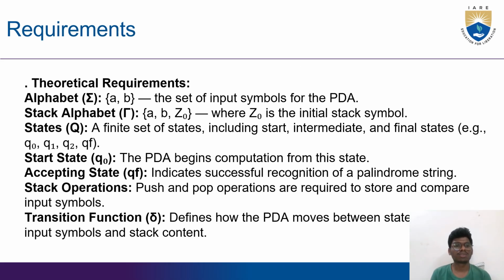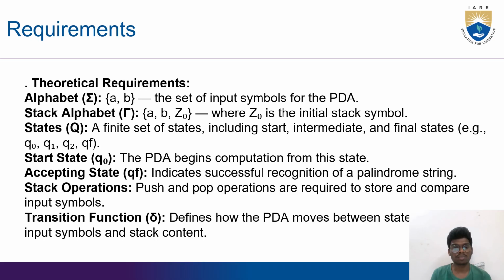Theoretical requirements. Alphabet: A, B, the set of input symbols for the PDA. Stack alphabet: A, B, Z0, where Z0 is the initial stack symbol. States: a finite set of states including start, intermediate, and final states, for example Q0, Q1, Q2, and QF, where Q0 is the initial state and QF is the final state.